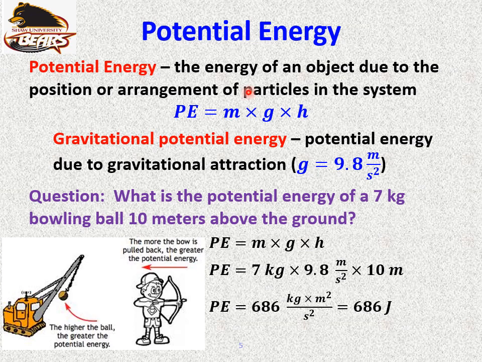Okay, in general, it's not just gravity that can have a defined potential energy. Anything that has a spring, or an elastic, or a ball can have a defined potential energy. Potential energy is energy in store. It's not in motion, and it can be released. Therefore, potential energy is formally defined as the energy of an object due to the position or the arrangement of particles in the system.